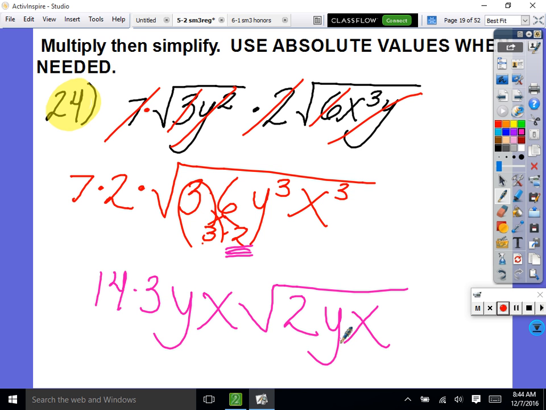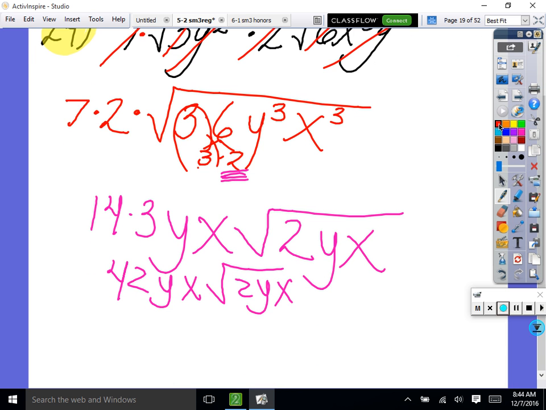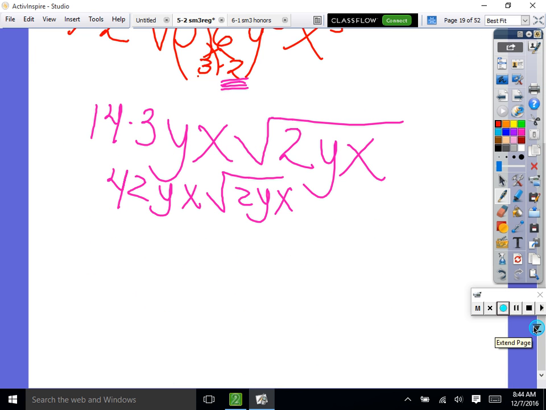Anything you pull out, you multiply. Anything left underneath it, you multiply. 14 times 3, 42yx, square root of 2yx. So then you say to yourself, do I need absolute values? Yes. Even root, odd exponent. Let's look. Even root, odd exponent right here and right here, correct? So we need absolute values around those.